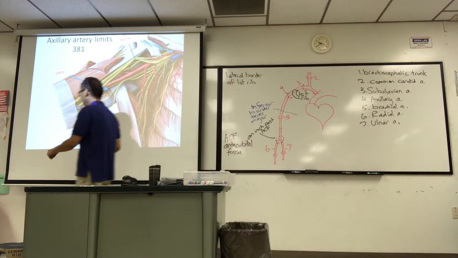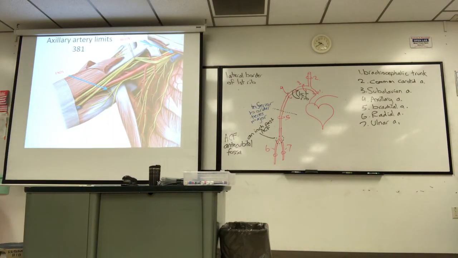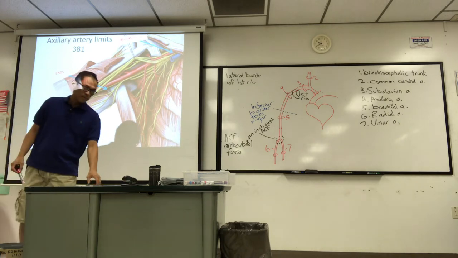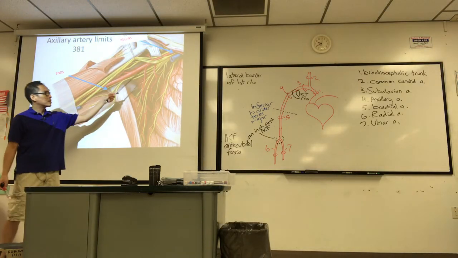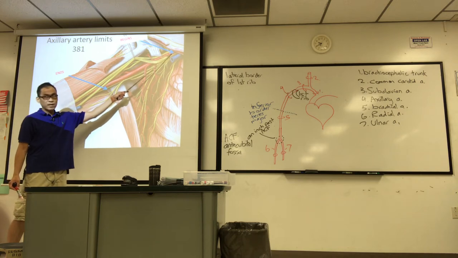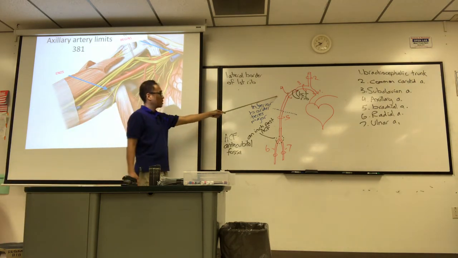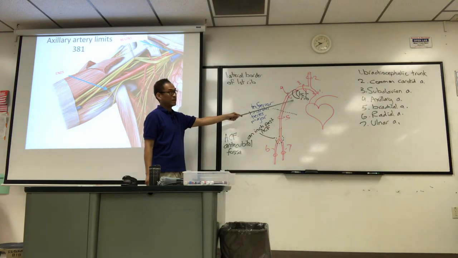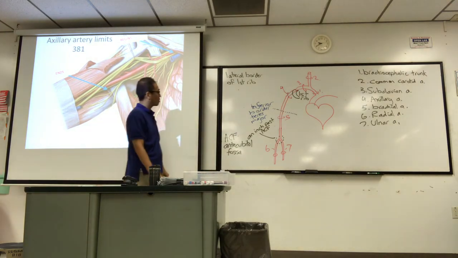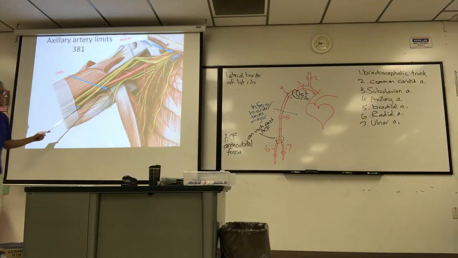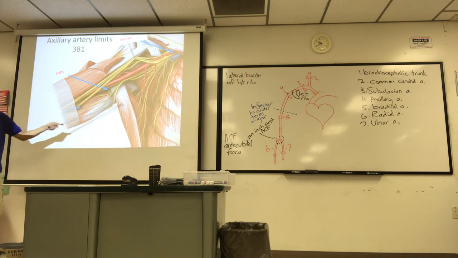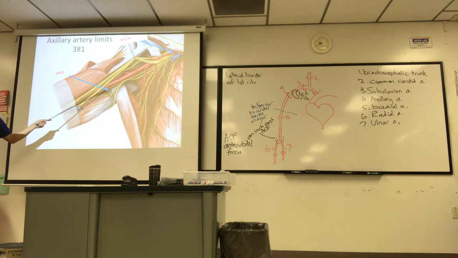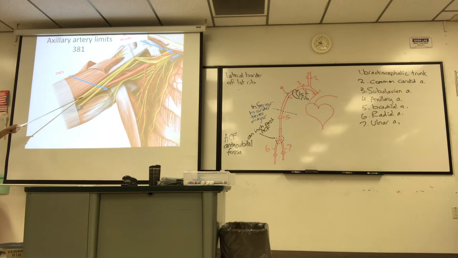Make sure you get all the details here. So go back to this slide. I say limits. What if I wanted you to define where it begins? What would you say? This is the axillary. Where does it become axillary? When you pass the lateral border of the first rib. You can't see the rib there, but I had to point somewhere on this figure. Now, I specifically pointed to where it ends. What is that? Muscle. Inferior border of teres major, where axillary will then become brachial.